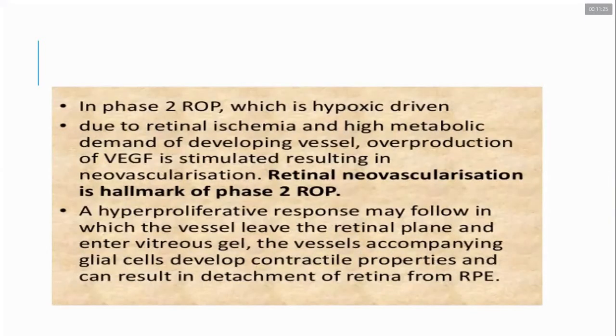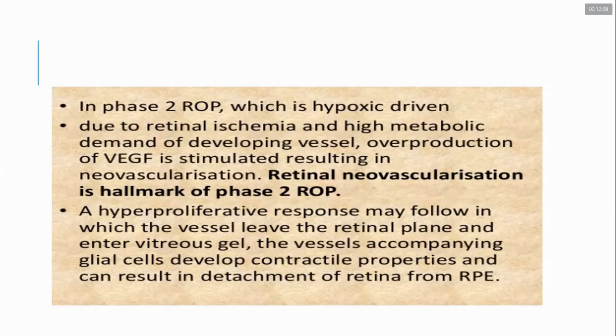And the second phase of the ROP is hypoxia driven, due to the retinal ischemia and high metabolic demands of developing vessels. Overproduction of VEGF is stimulated, resulting in neovascularization. So this vascular endothelial growth factor, if it is less in amount, it is a hazard, and if there is overproduction, then it is also a hazard. So it causes more new vessel formation, and it may also cause the ROP. So these 2 phases of the theory explain more about the disease.